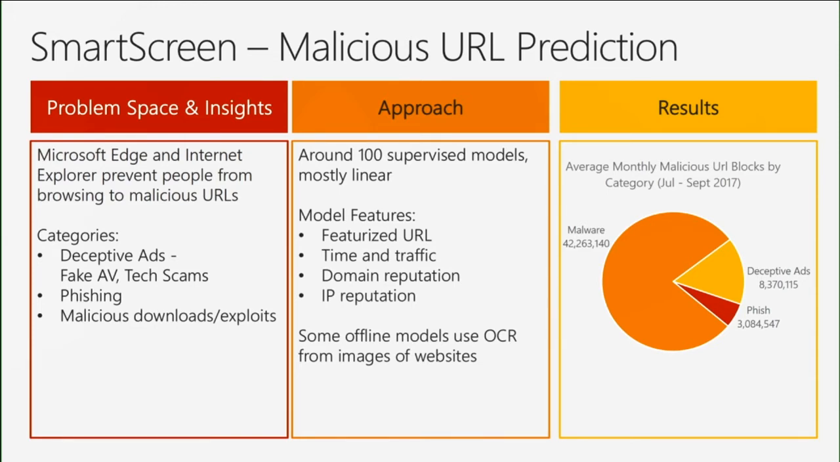We've got some offline models that actually use OCR, so we'll take a snapshot of the website. This is for some of our tech scam models, and we'll use OCR because you could scan that page, but often they're obfuscated, right? So if you actually take a picture of what is rendered to the customer and then use OCR to parse that, there's a lot of benefit that you can glean from using that information to help predict what is a malicious page. That's an offline model. So in general, we protect about 42 million people from malicious websites, about 8 million deceptive ads, and 3 million phish sites per month.